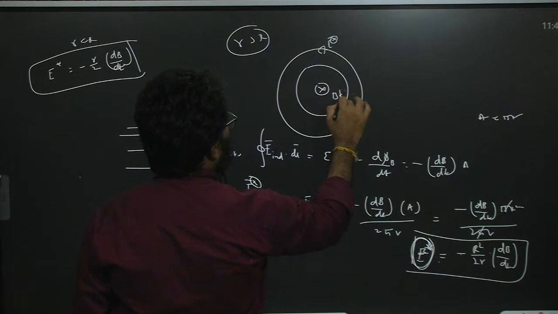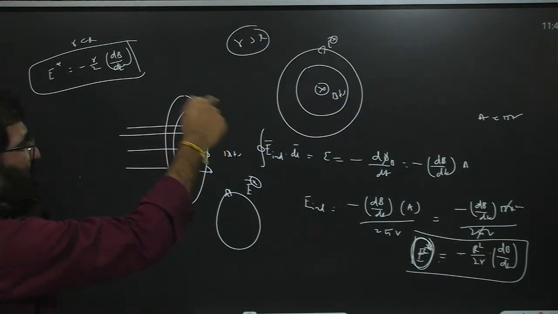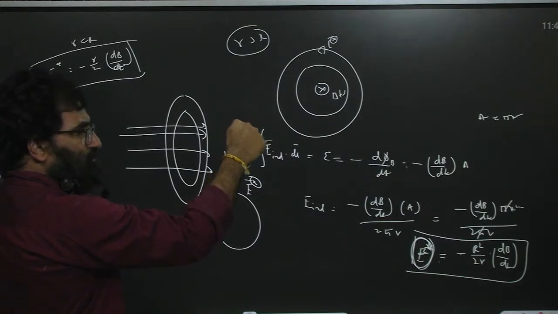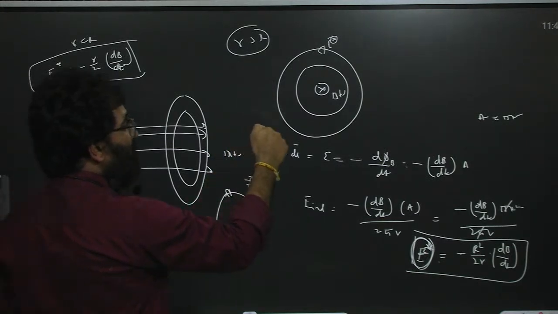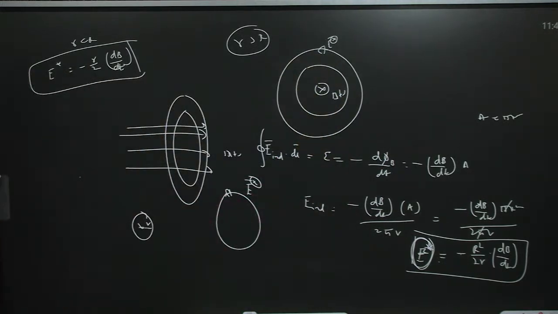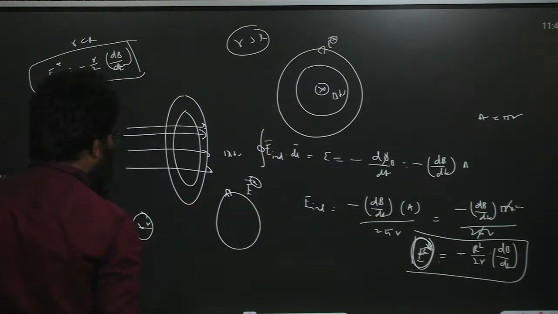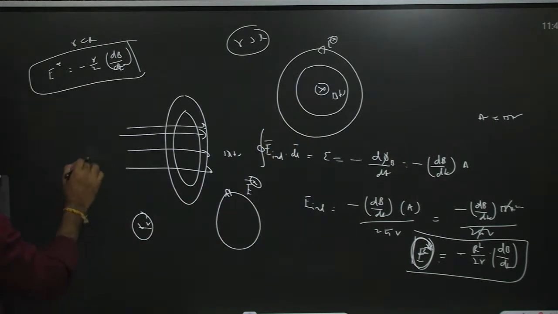Magnetic field is a function of time. Flux is increasing, and to decrease it, the induced electric field will be along this direction only. If magnetic flux is increasing into the plane, the induced electric field will be in the anticlockwise direction. If flux is increasing coming out, the induced electric field will be in the clockwise sense.